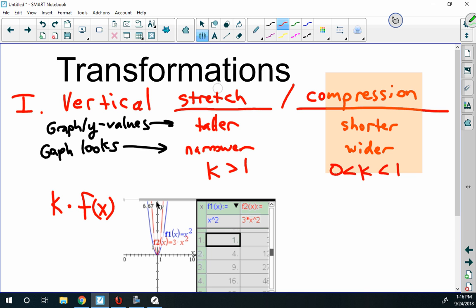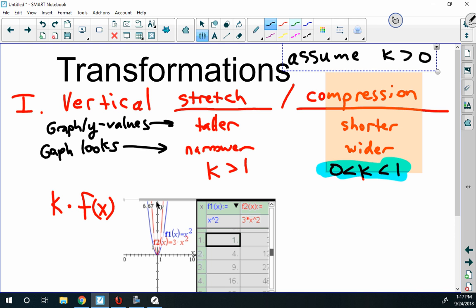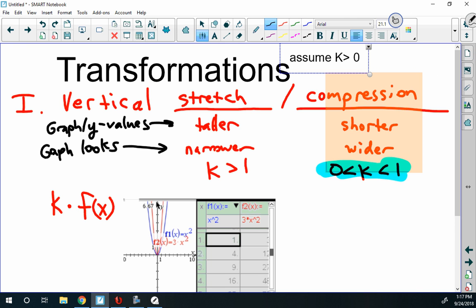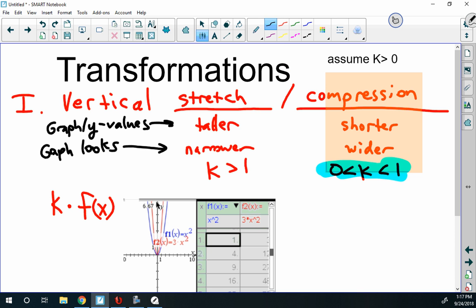So you might want to highlight that in some way. And on all of these transformations, I probably ought to say that we're going to assume that K is positive. I probably should have said that right off the get-go. K can be any real number it wants to be. It can be 2, 3, 3/4. It can be any real number, but it should be positive.